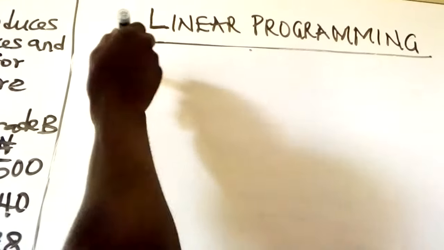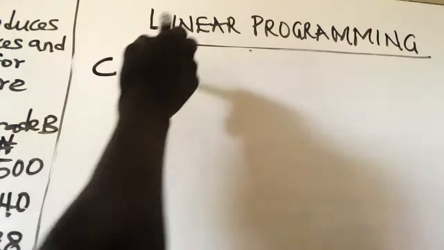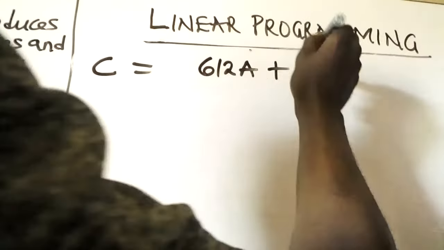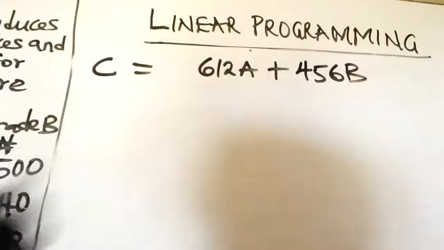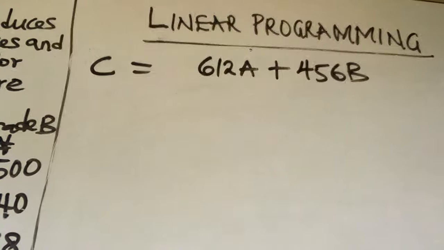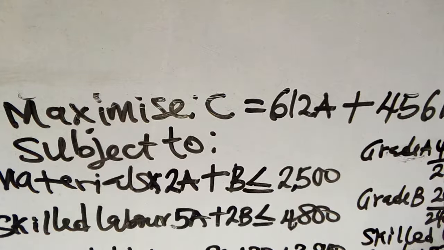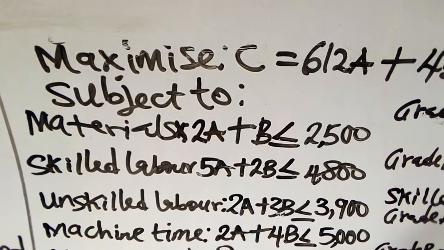Now, let's have our primal, the contribution. The contribution we want to maximize is 612A plus 456B. That is our objective function. Then the binding constraints, you were told, are skilled and unskilled.